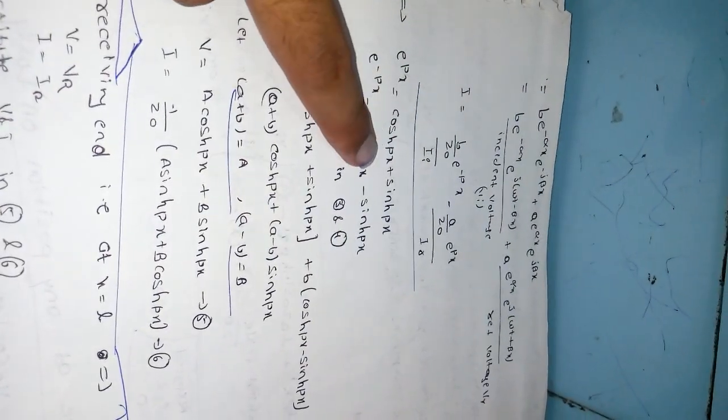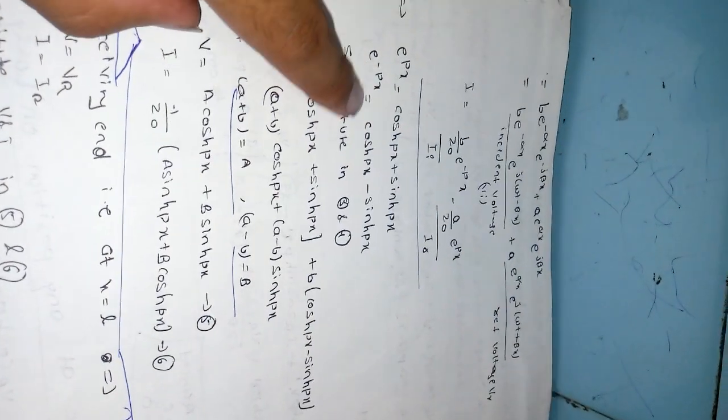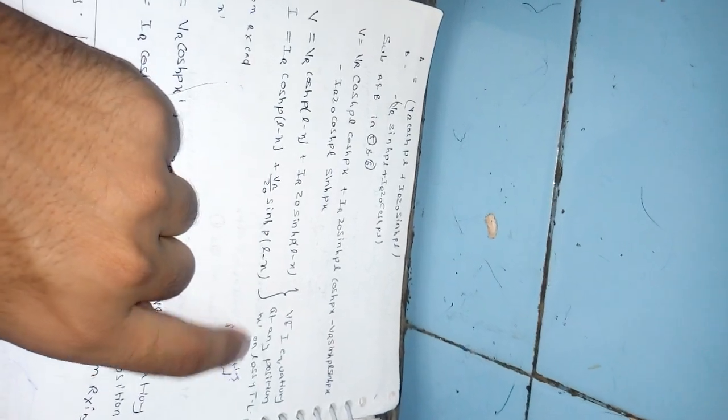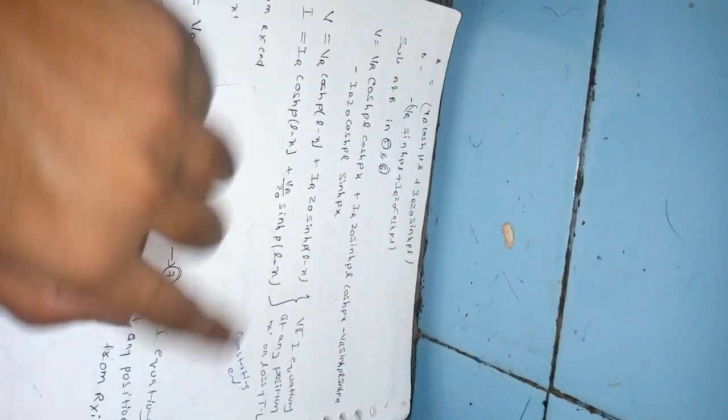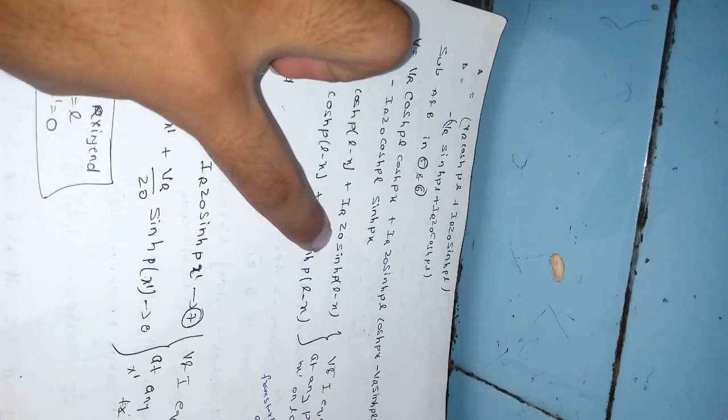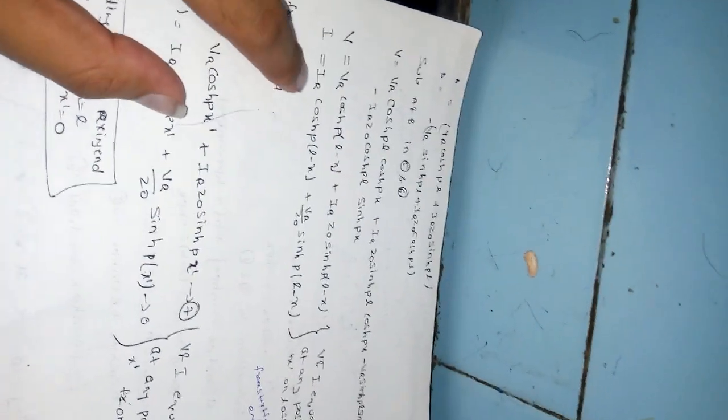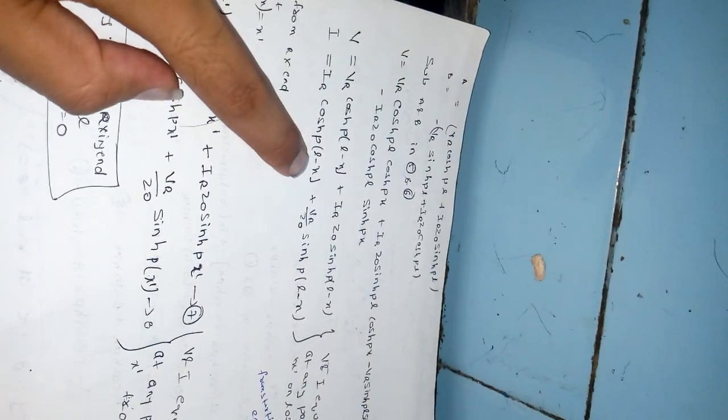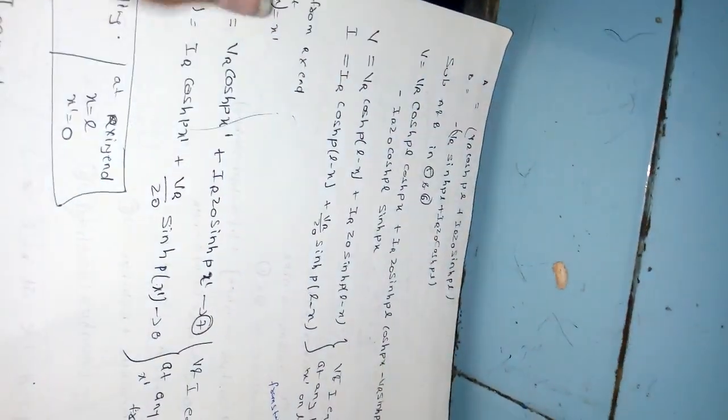And here, while simplifying, this is very important: e power px equals cosh px plus sinh px, and e power minus px equals cosh px minus sinh px. Then we get the voltage and current equations at any position x on the lossy transmission line, where x is from the starting end. V equals VR cosh P(L minus x) plus IR Z0 sinh P(L minus x). I equals IR cosh P(L minus x) plus VR by Z0 sinh P(L minus x).